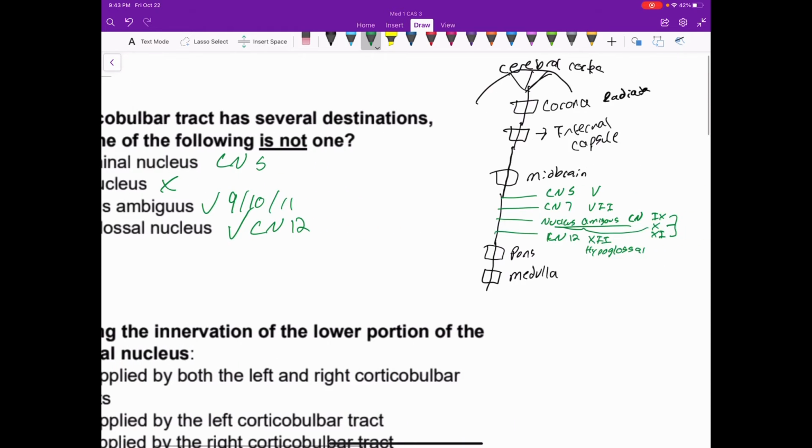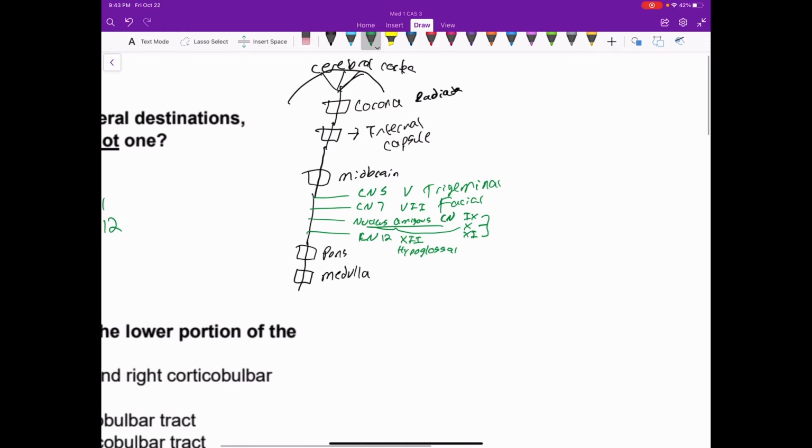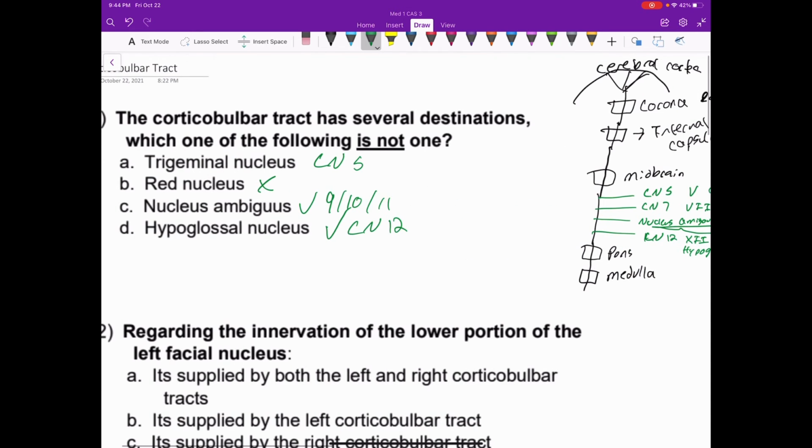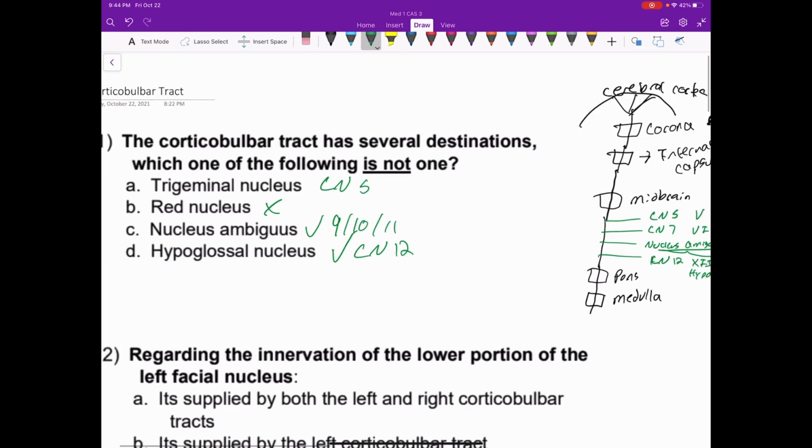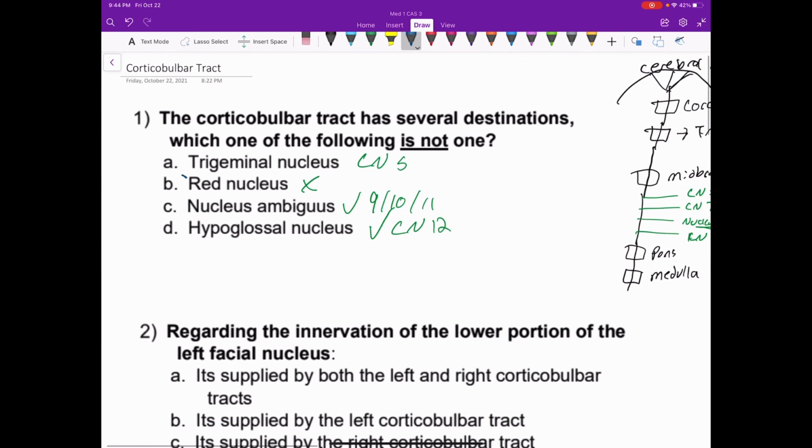So yeah, I know I write it as the abbreviations, but guys, you have to remember what these nerves are. 5 is trigeminal. 7 is facial. 12 is hypoglossal. 9 is what? 9 is glossopharyngeal. What is 10? Vagus. I'm not even spelling right, I'm sorry. 10 is vagus. And what is 11? XI. Well, this is accessory. So I know, it's hard, but it's very important. Okay, so we know our answer right here is what? B. This is the only one not involved in the corticobulbar tract.